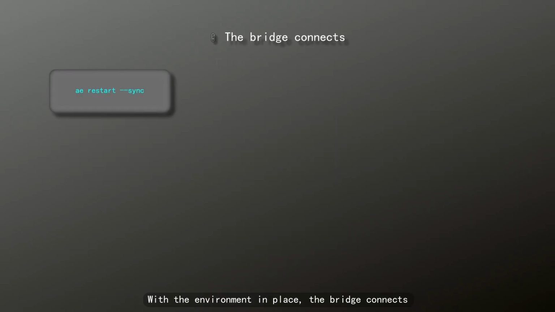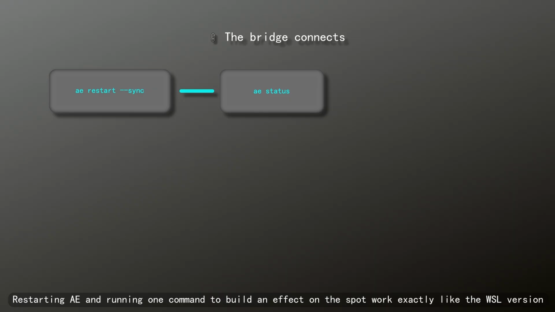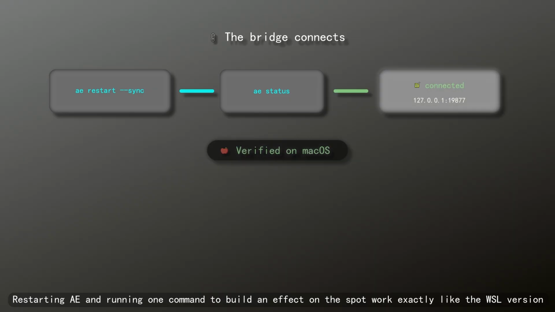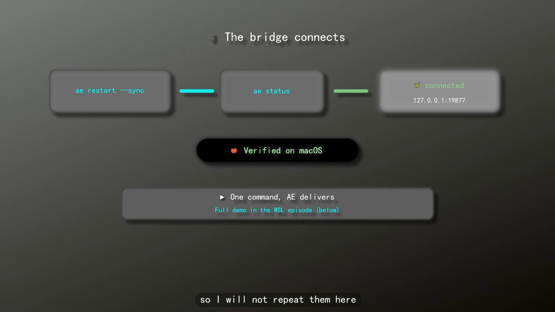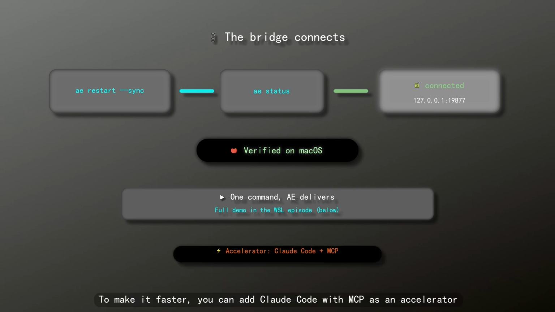With the environment in place, the bridge connects. Restarting AE and running one command to build an effect on the spot work exactly like the WSL version, so I will not repeat them here. Follow my WSL episode for the full flow. To make it faster, you can add Claude Code with MCP as an accelerator. Install steps in the description, not required, but strongly recommended.